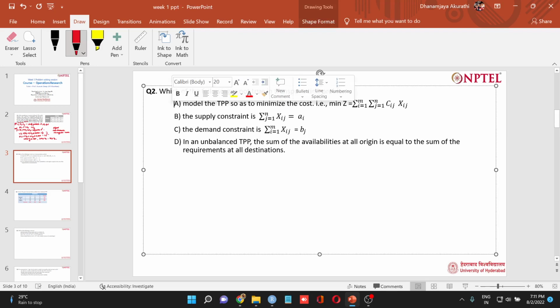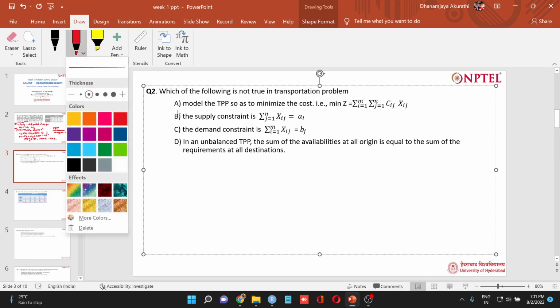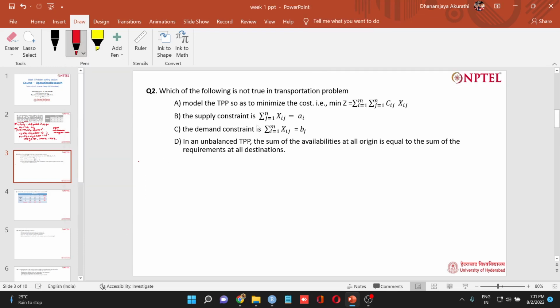So the first one is option A, to model the transportation problem so that we minimize the cost from each origin to destination, where the cost coefficients are Cij and Xij is the quantity transported from origin i to j. So this can be true in a transportation problem. And the supply constraint is summation j equal to 1 to n of xij equal to ai.